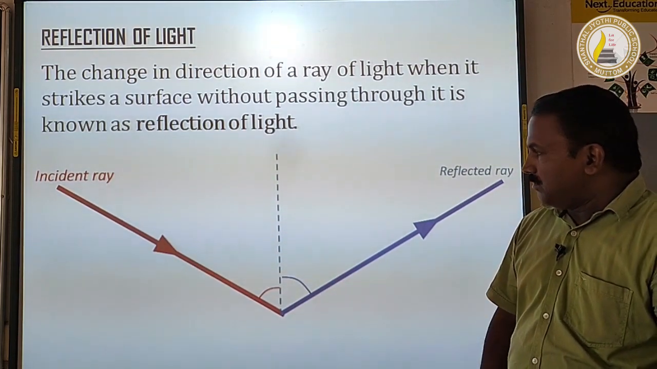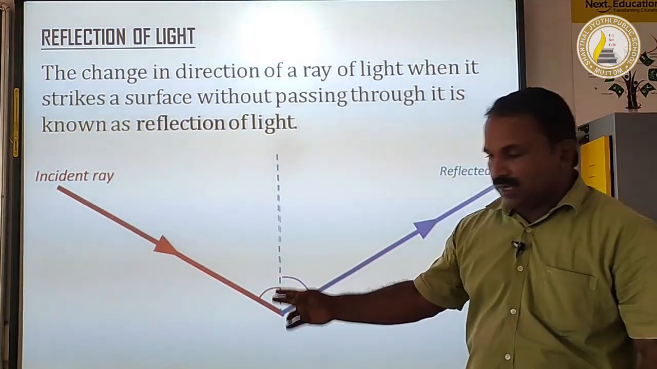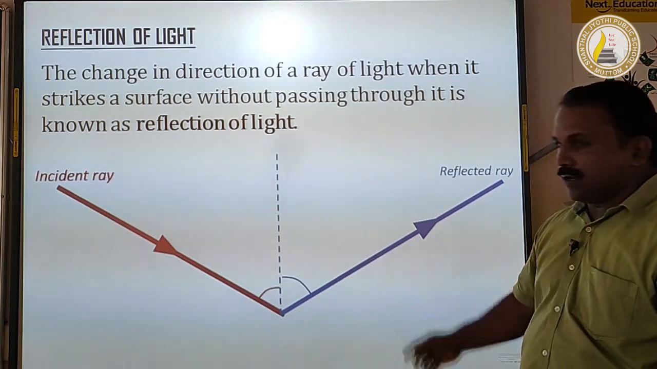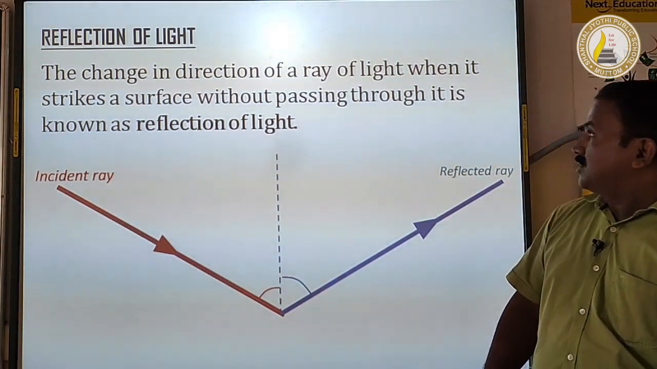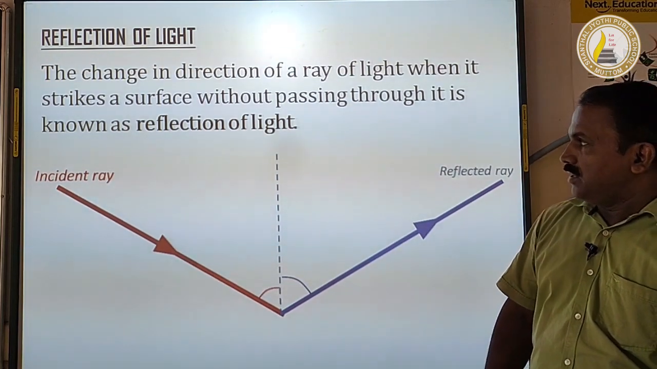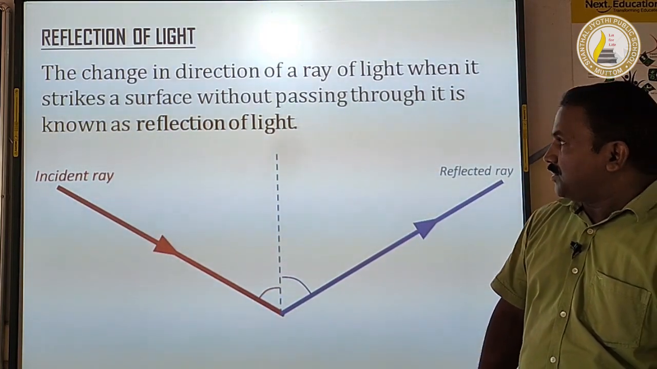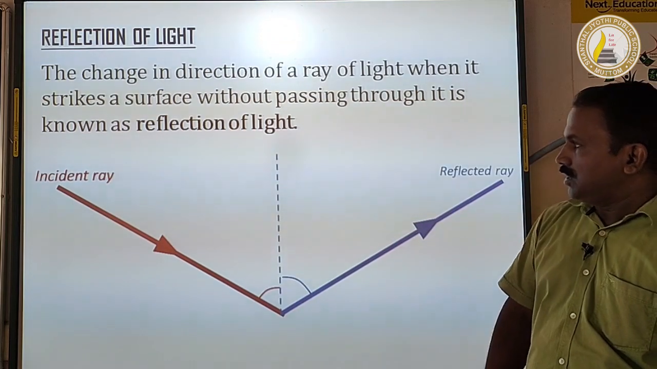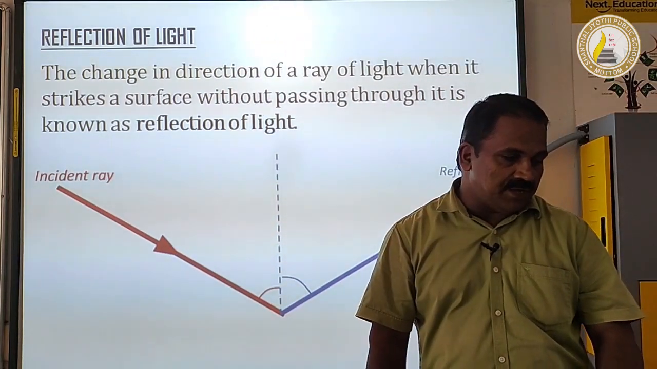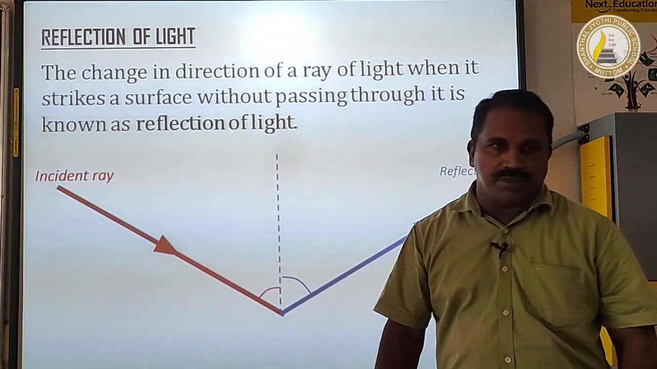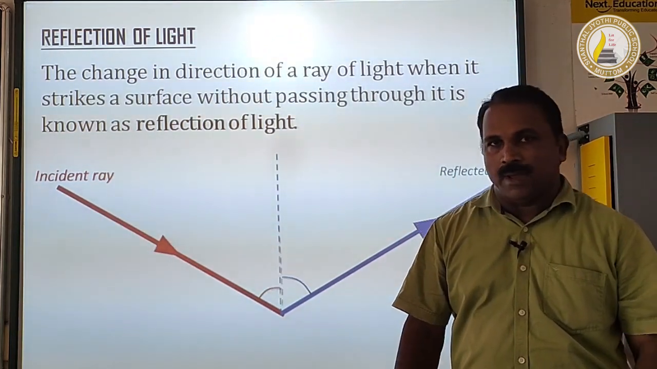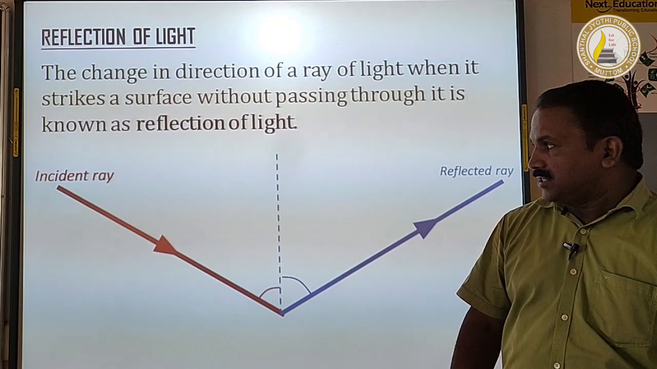So here the main parts are the incident ray, normal and reflected ray. The change in direction of a ray of light when it strikes a surface without passing through is known as reflection of light. So when a light ray strikes a smooth surface, it will reflect back. That is called reflection of light.